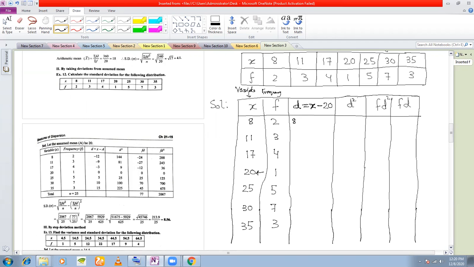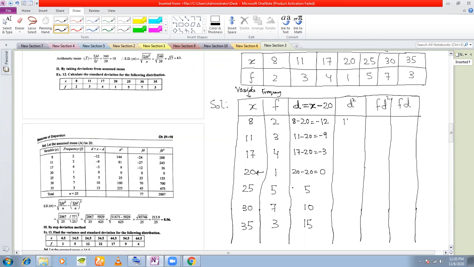So first one, 8 minus 20 will give you minus 12. Next, 11 minus 20 will give you minus 9. 17 minus 20 will give you minus 3. Next, 20 minus 20 will give you 0. Similarly, 25 minus 20 will give you 5, 30 minus 20 will give you 10, and 35 minus 20 will give you 15. Okay, that's it.